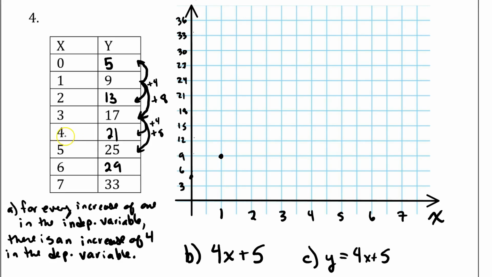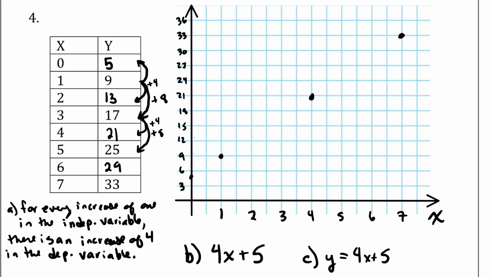In fact, what I'm going to do is plot the points that have a factor of 3 in the dependent variable. So 4 is going to be 21. This will give me actually a more accurate graph. And 7 is 33.